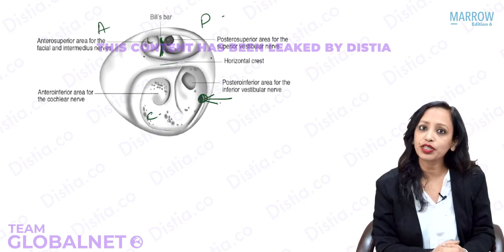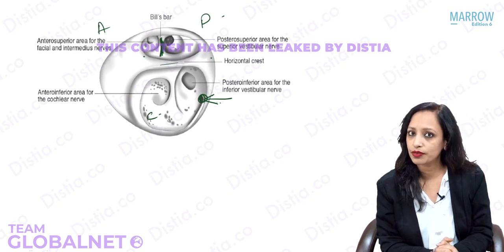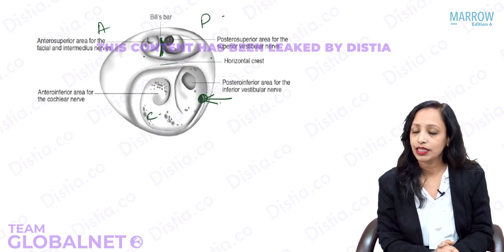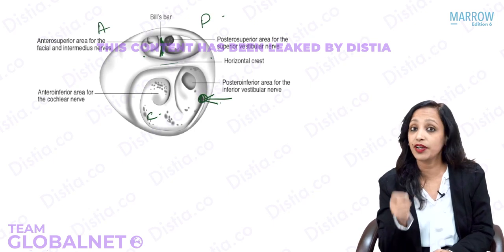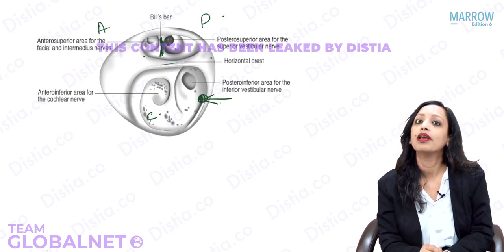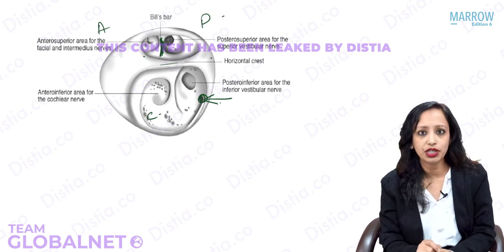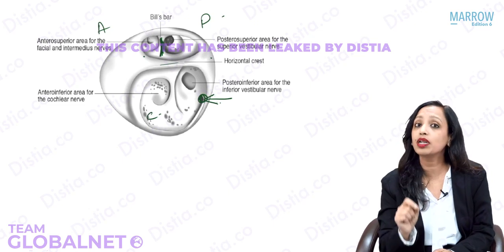So quickly answer these questions for me. In the internal acoustic meatus, Bill's bar separates which 2 nerves? Yes, facial and superior vestibular. In other words, facial and superior vestibular are separated in the internal acoustic meatus by, very good, Bill's bar. The singular nerve is a branch of which nerve? Inferior vestibular. Singular nerve supplies what?